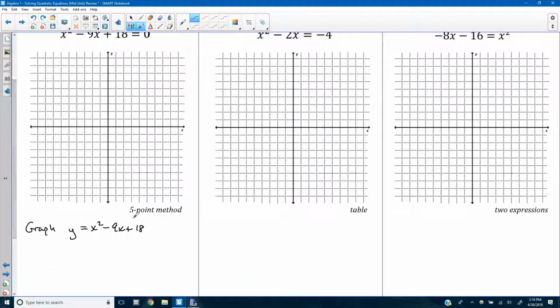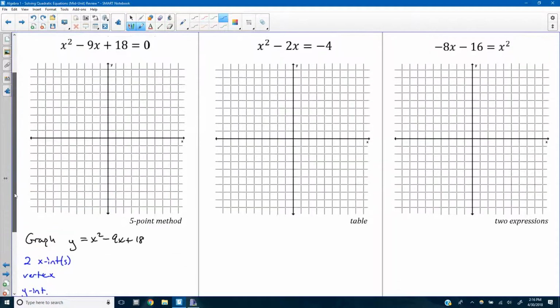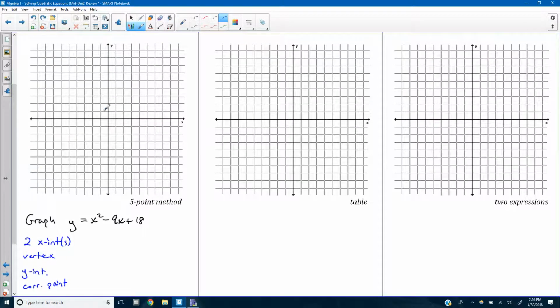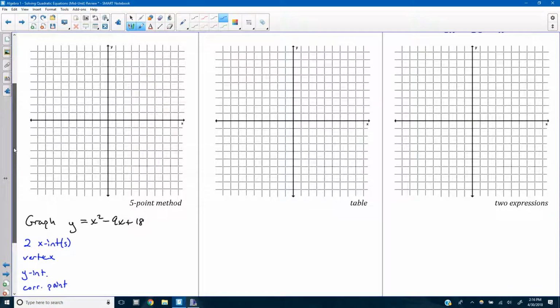So I'm going to graph this thing, and I'm going to do it by using something that's called the 5-point method. And what that is really is getting 5 critical points: your 2 x-intercepts, if they exist, and in this case they do, your vertex, your 1 y-intercept, all of these will have a y-intercept, even if it's not really good on the graph, and a corresponding point, a point that's going to reflect across the axis of symmetry. I'm going to change the scales in some of these axes, though. You'll see I'm probably going to go up by 2, 2, 4, 6, 8, stuff like that. But you'll see that after I really figure out some of my heights here.